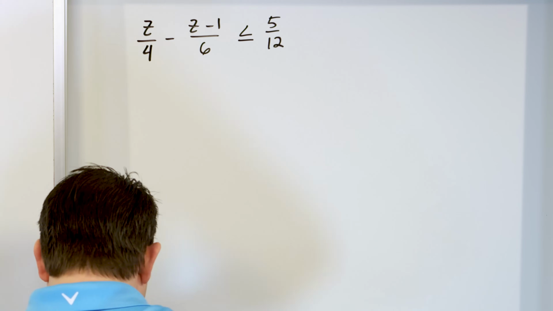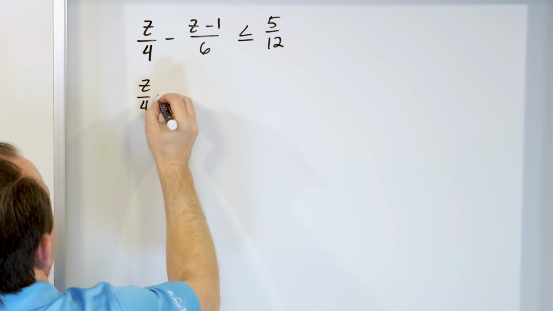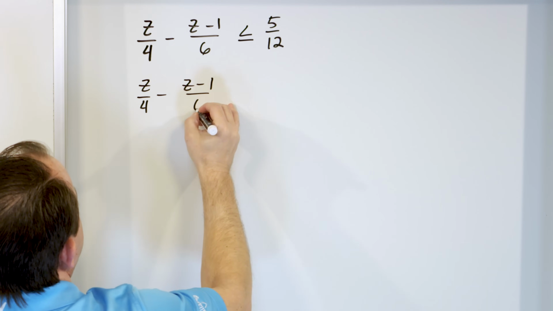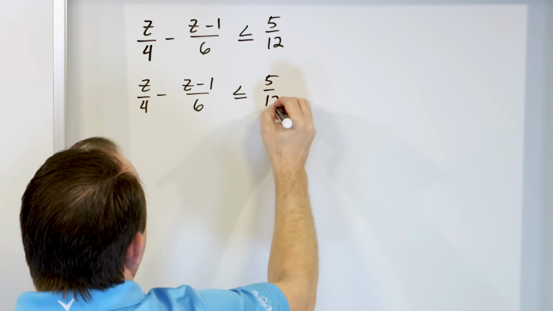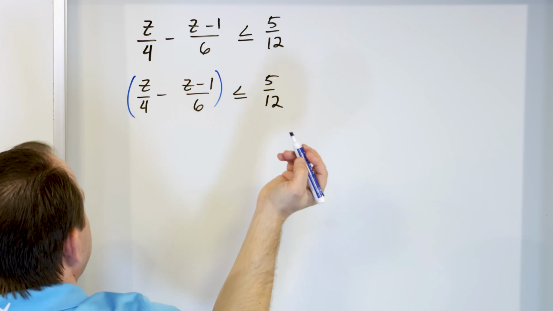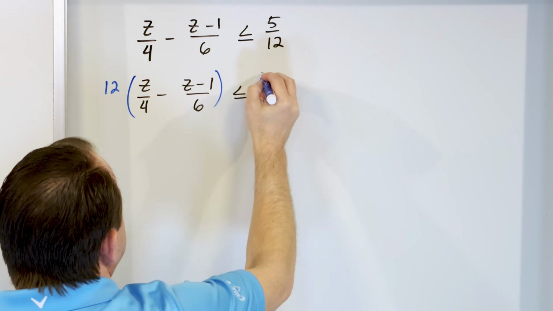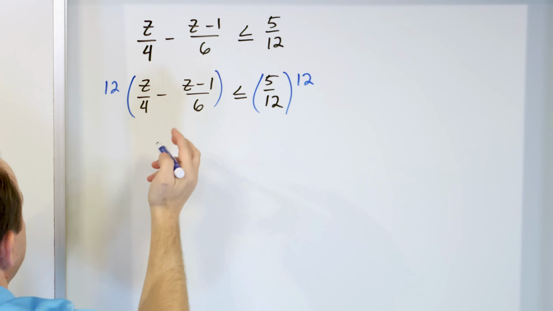In reality, different problems will have different numbers. So let's go ahead and rewrite it. We're going to have z over 4 minus z minus 1 over 6, less than or equal to 5/12, keeping the same orientation. Then I'm going to multiply the left-hand side by any number I want, but I'm going to pick 12. I multiply the right-hand side by the same number, 12.